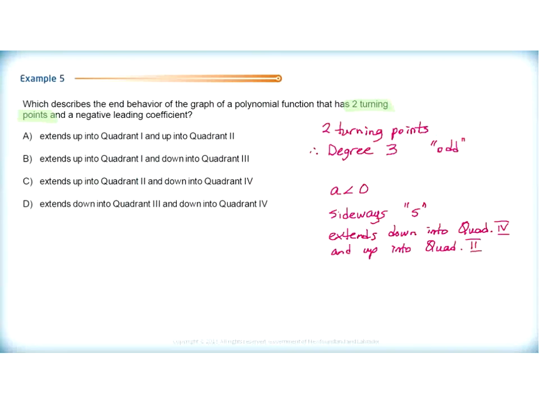Just to draw a graphic representation of what's happening here, we are told that the leading coefficient is negative. So that means the graph has to begin here in quadrant 4. If you go up to form a sideways S, there's one turning point. Here's the second turning point, and there your graph would extend up into quadrant 2. The only situation that corresponds with this one is C. It extends up into quadrant 2 and down into quadrant 4.